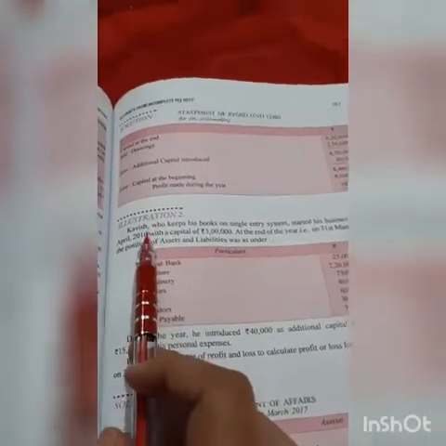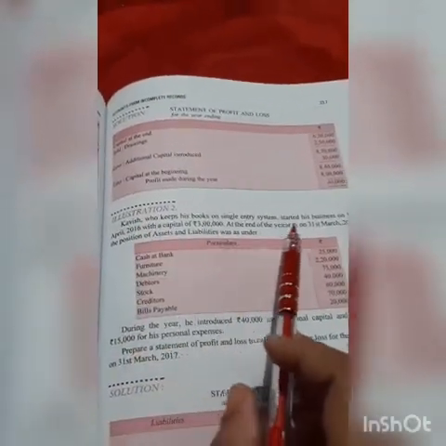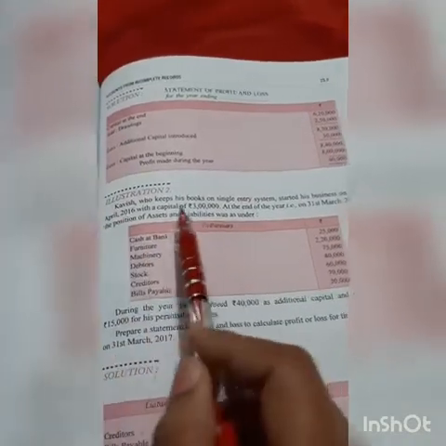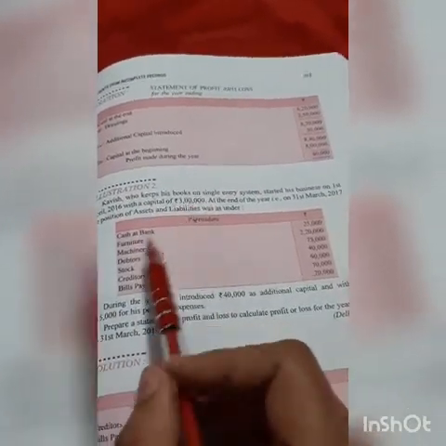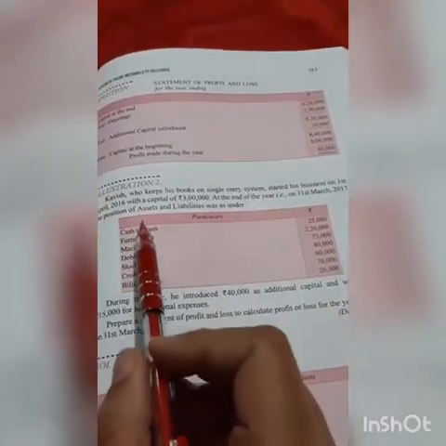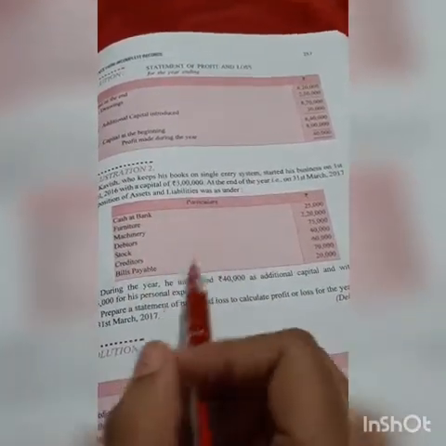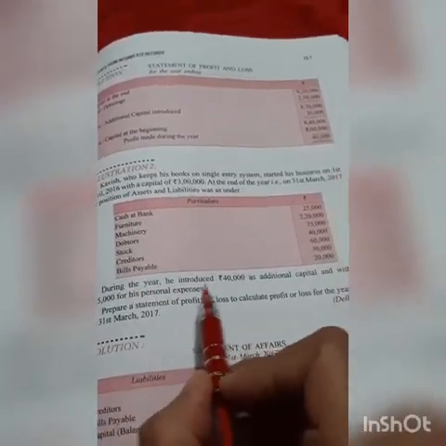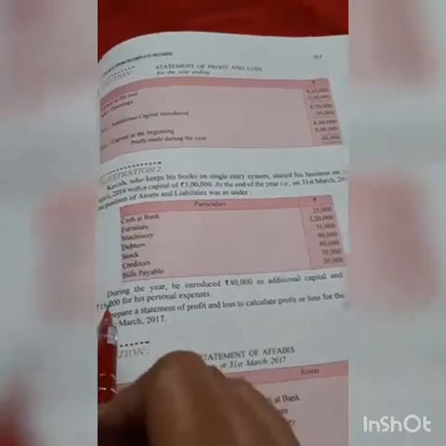Look at one more question with the second illustration. Kavish, who keeps his books on a single entry system, this is the capital as on 1st of April. So 1st of April is the opening capital, 3 lakh. At the end of the year as on 31st March 2017, some assets and liabilities are mentioned. So from here we will find out the closing capital. During the year he introduced 40,000 additional capital and withdrew 15 for his personal use.